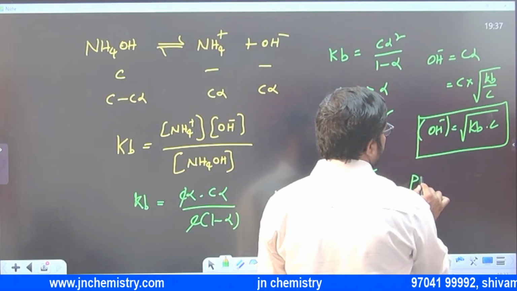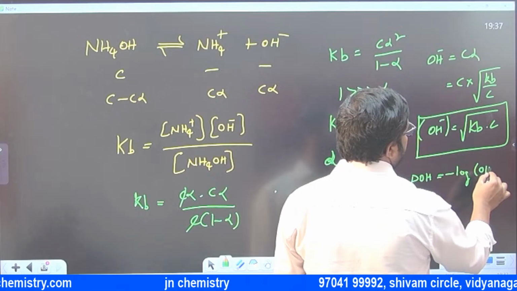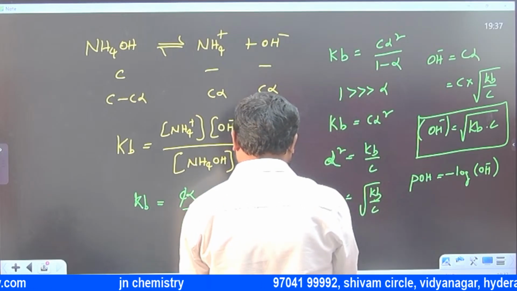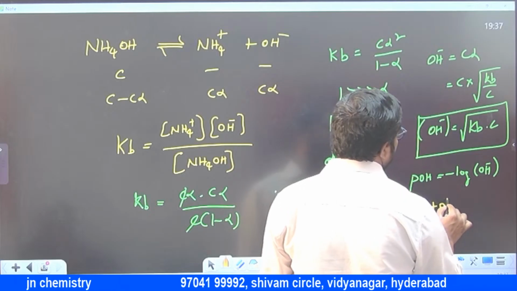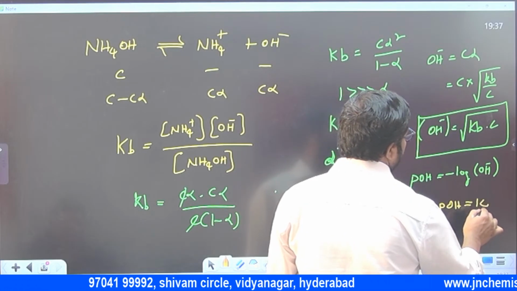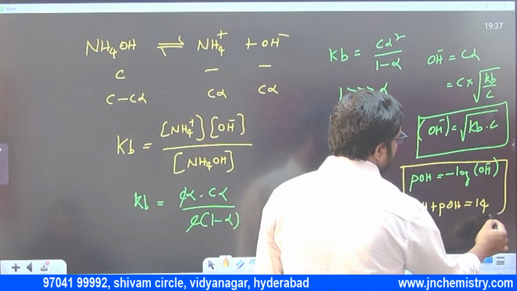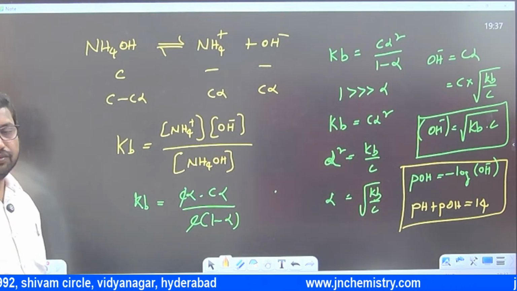So pOH is equal to minus log of OH minus ion concentration, right? Of course I'll discuss that pH plus pOH is equal to 14. I'll discuss these now. For bases also we need to know this.